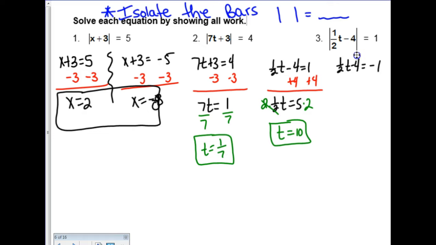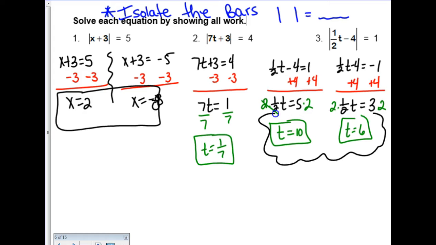Then, same math, different solution. Whoops, look what I just did. I'm not subtracting 4, I'm adding 4. 1/2 t equals 3. Same math, we're going to multiply by the reciprocal, so multiply by 2. And I get t equals 6. Again, both solutions are going to work for this problem.